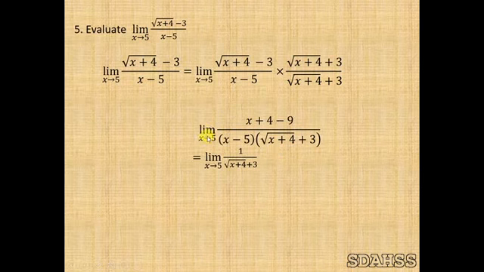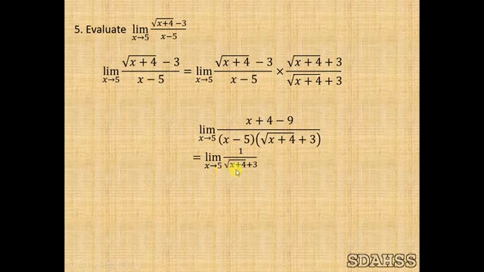to limit x tends to 5. Numerator is in the form of a minus b into a plus b. A minus b into a plus b is a square minus b square. So this can be written as x plus 4 minus 9 divided by, you keep the denominator as it is. Then limit x tends to 5. So x plus 4 minus 9 becomes x minus 5. Then x minus 5 cancel. So you have 1 divided by root of x plus 4 plus 3.